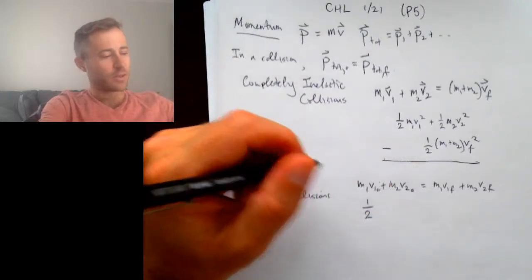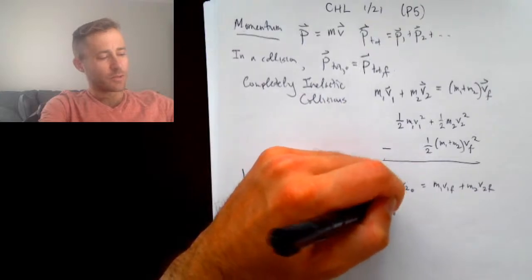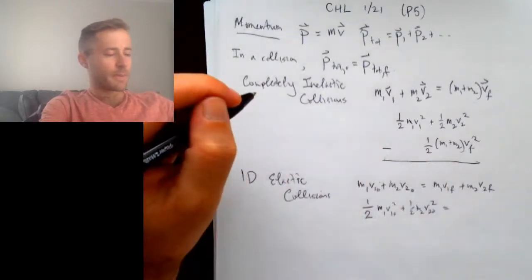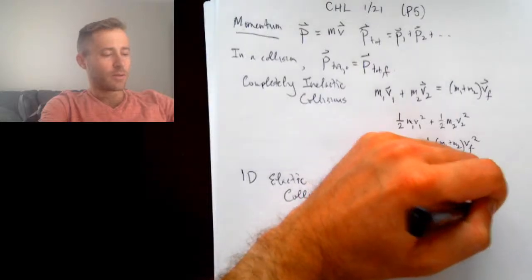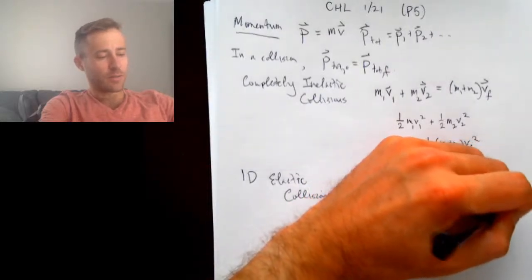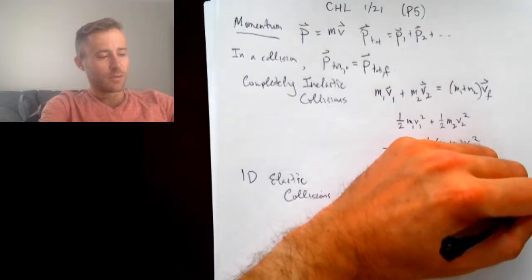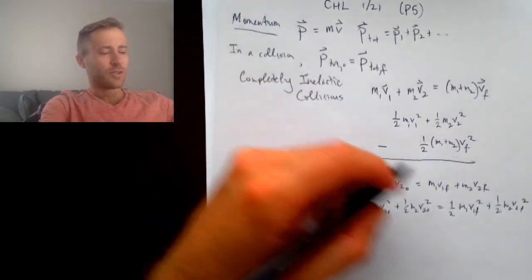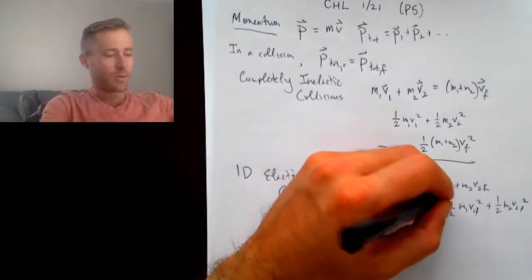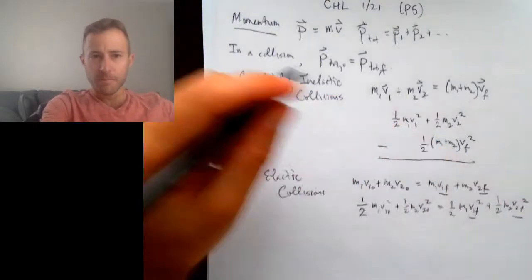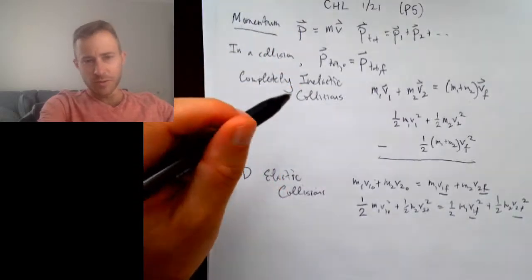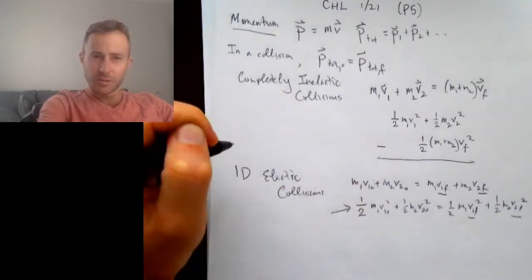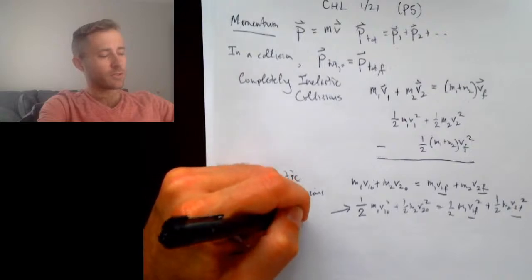And then we also have kinetic energy conservation, which is going to be 1/2 m1 v1 initial squared plus 1/2 m2 v2 initial squared equals 1/2 m1 v1 final squared plus 1/2 m2 v2 final squared. So this is going to be a system of equations for v1 final and v2 final. It's not a very fun equation to solve, but it is a useful type of problem. I want to emphasize that this second equation is only going to be true for elastic collisions.